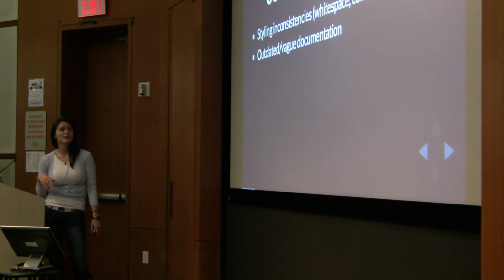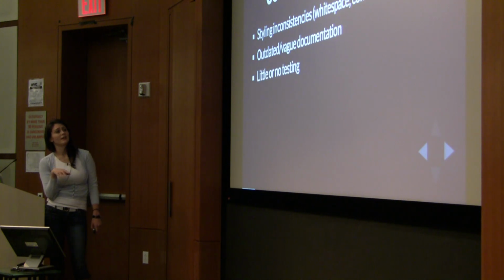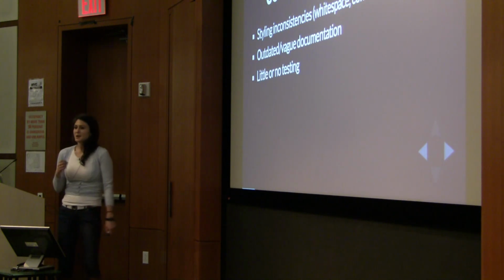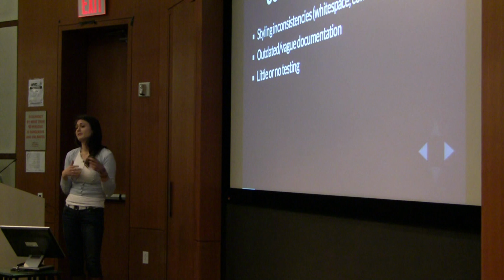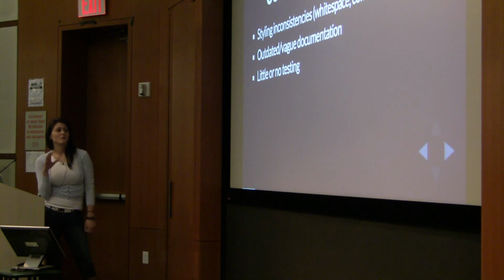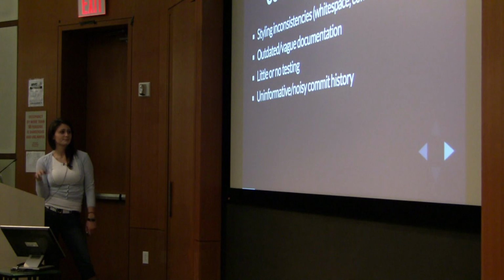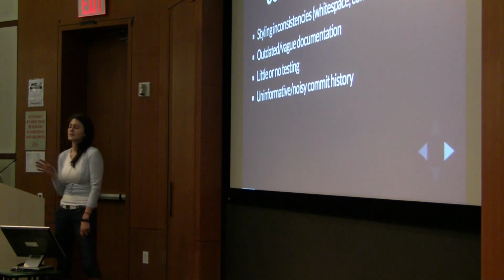Outdated, vague documentation is worse than no documentation at all. People are going to spend a lot more time struggling to get used to a code base and work with it if they're not following the right documentation. Little or no testing. Everyone's very adamant about testing our code, mostly so that we can prevent bugs. My big argument for testing is that it helps new developers get into the code base and understand the intentions of that code base. And lastly, an uninformative and noisy commit history.